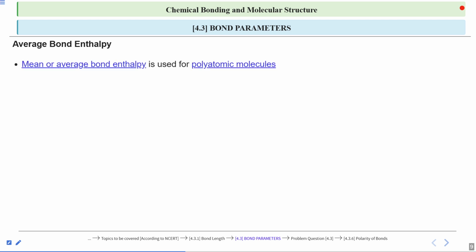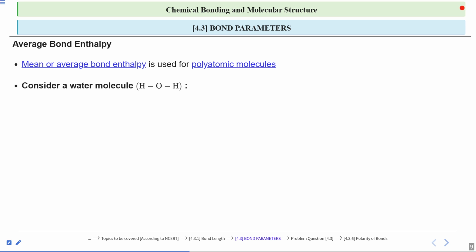And this average bond enthalpy is only used for polyatomic molecules. Remember that. How do we understand it? It's very simple. Take the example of an H2O molecule. This would be the bond line structure, or I would say the Lewis structure, of the H2O molecule: H single bonded with O, then O single bonded in turn with H. So this is the whole picture.